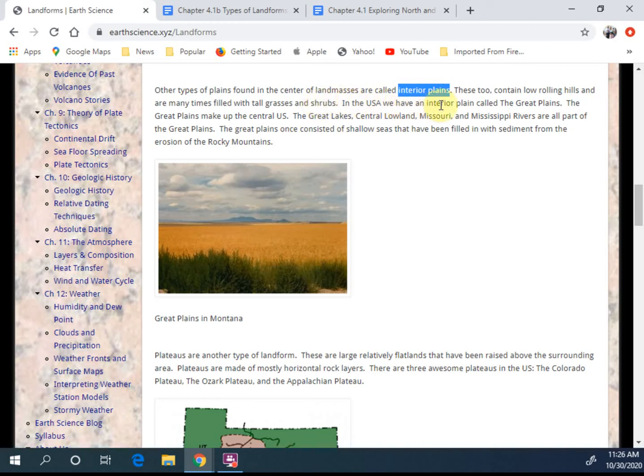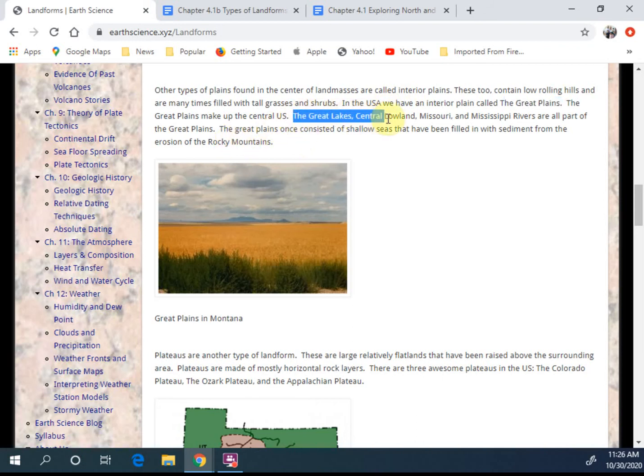And in the USA, we have an interior plain called the Great Plains. That is probably the most important piece to the United States, better known as the breadbasket of the world. It provides the majority of the grain that we consume and export. It's very important to us, extremely important, and it is an interior plain.